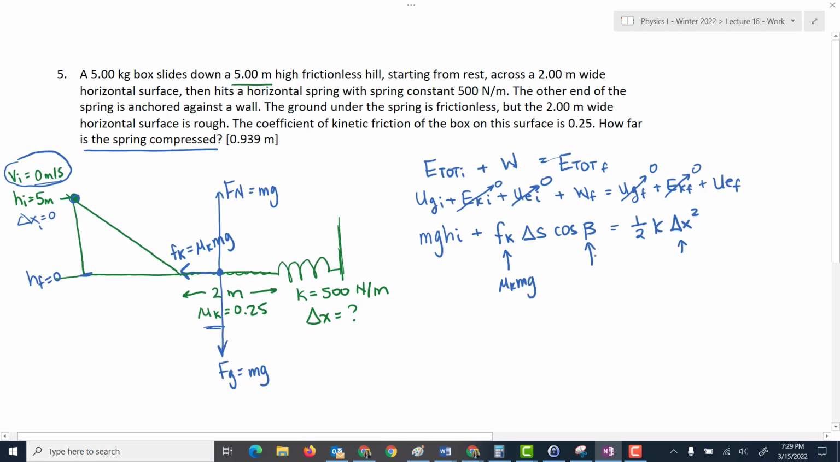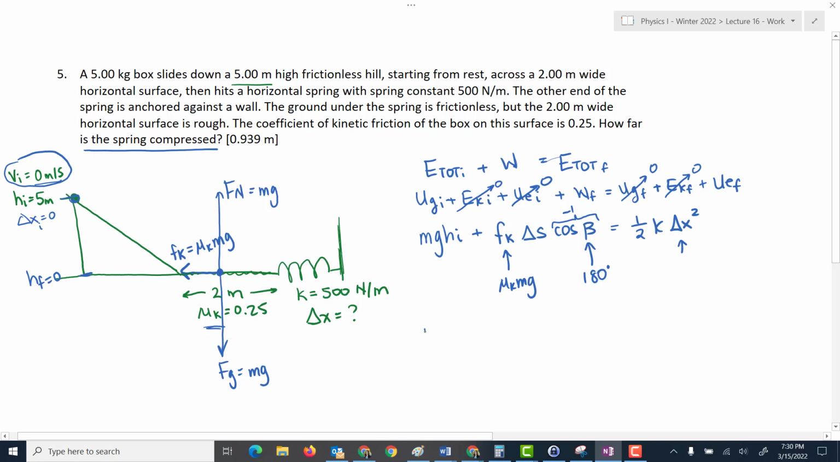Now what about the beta? So the force of kinetic friction is moving to the left. Which way is the box actually moving? It's moving to the right. And so what is the angle between the displacement, which is this delta s over here, and the force of friction? The angle between the two is 180 degrees. Okay, so that's what the beta is. And the beta for friction is always 180 degrees in every question. So this is 180 degrees, and cos of 180 degrees is just -1. So this whole thing just becomes -1.